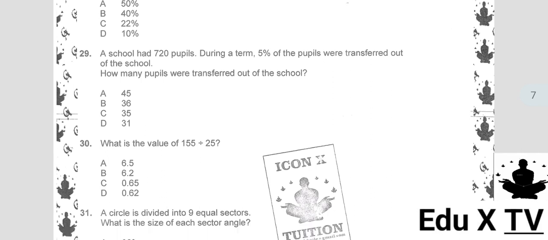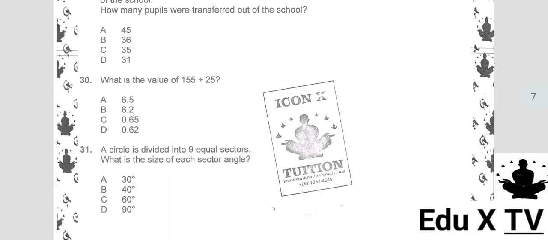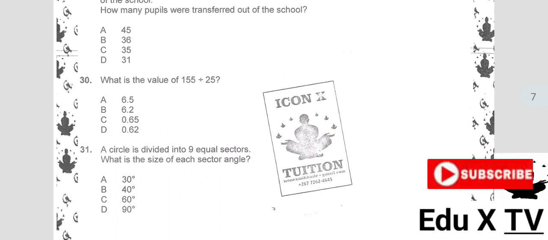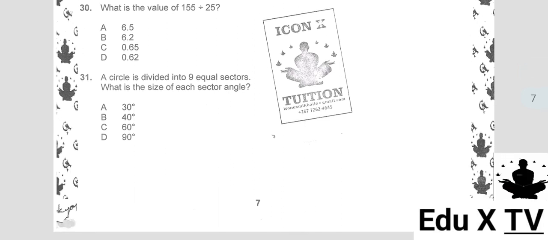Number 29. A school had 720 pupils. During a term, 5% of the pupils were transferred out of the school. How many pupils were transferred out of the school? The answer is B. Number 30. What is the value of 155 divided by 25? The answer is B. Number 31. A circle is divided into 9 equal sectors. What is the size of each sector? The answer is B.